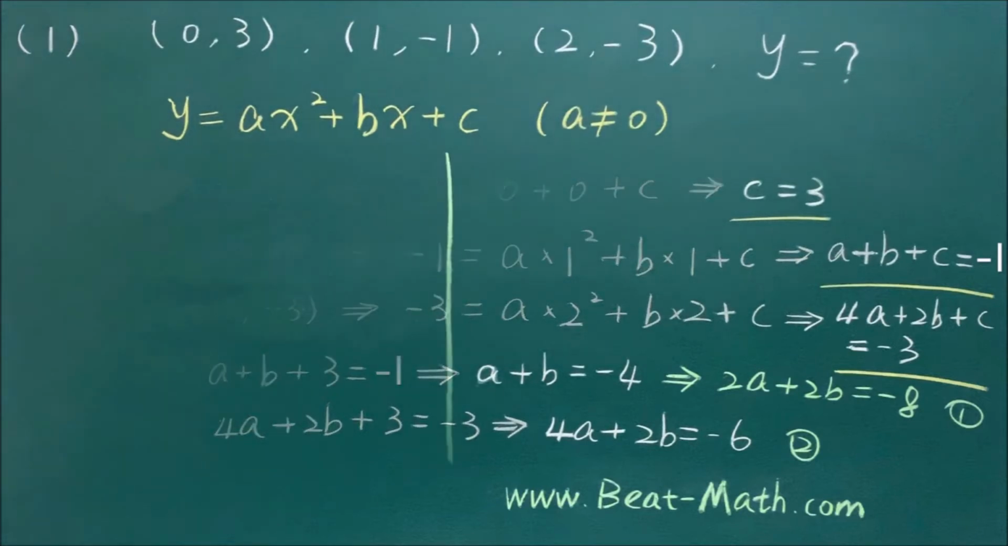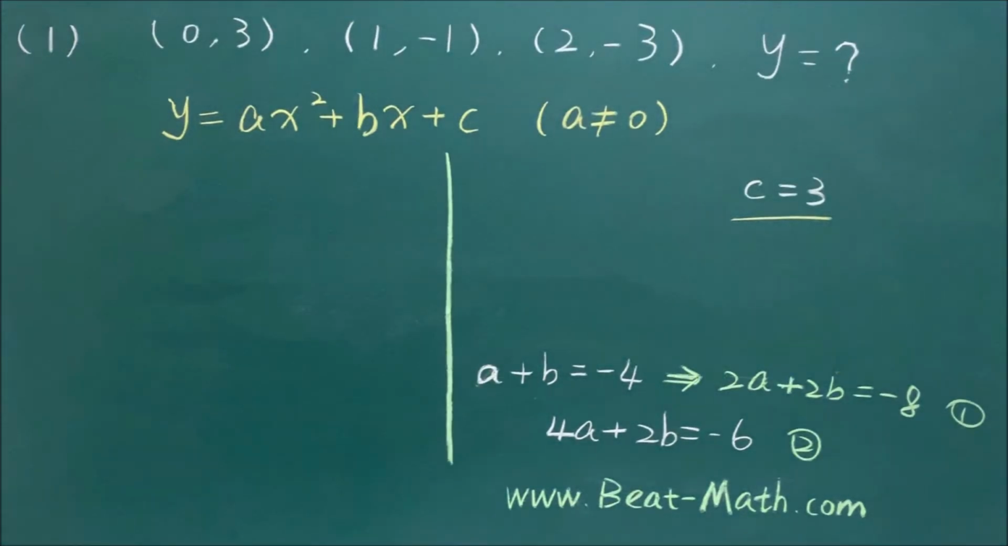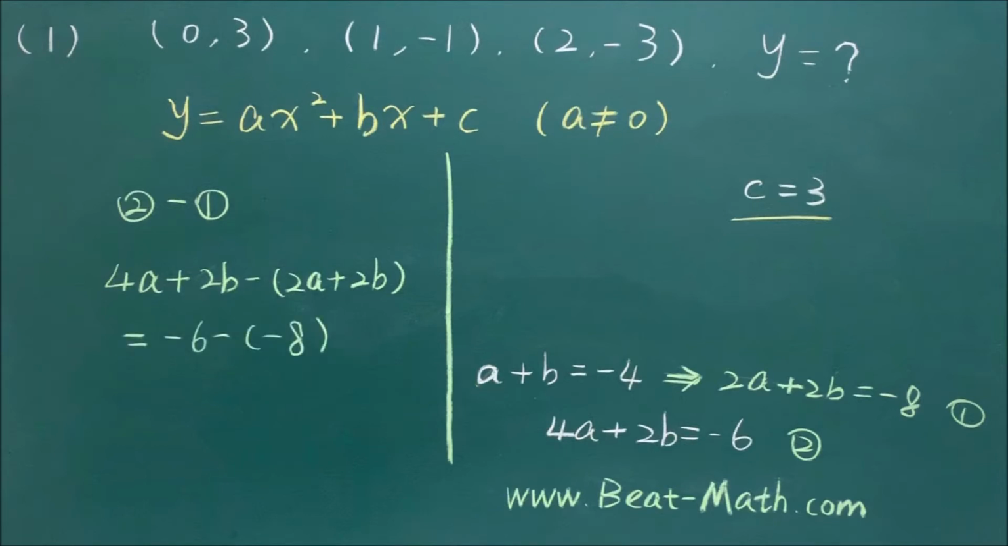When we subtract the first equation from the second equation, we get 4a plus 2b minus parentheses 2a plus 2b equals -6 minus -8. 4a minus 2a equals 2a. 2b minus 2b equals 0. -6 plus 8 equals 2. That's 2a equals 2, so a equals 1.